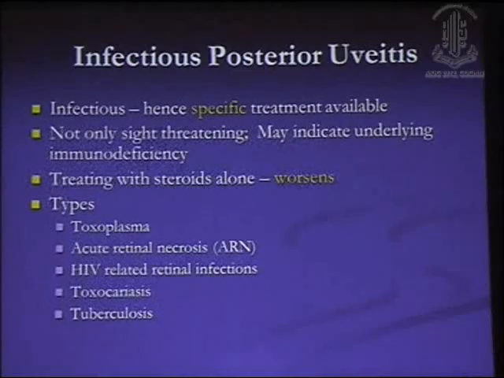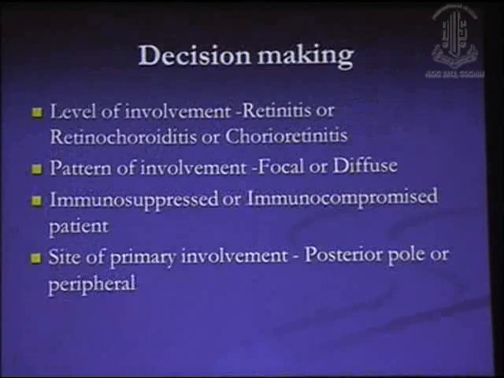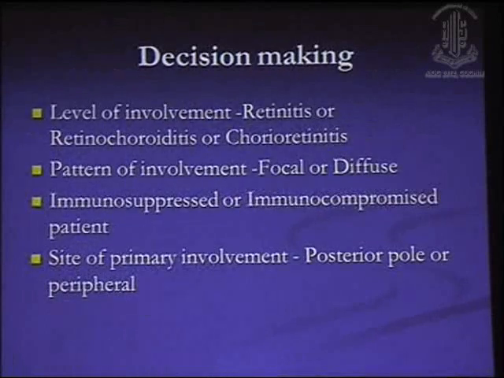They may indicate underlying immunodeficiency. And most importantly, treating these cases with steroids alone is dangerous. It worsens the situation. So we should know which is infectious and which is non-infectious. So going with the more common types, most of posterior uveitis is again pattern recognition. It's very visual. You need to look at a lot of pictures and you will figure out what these entities are.